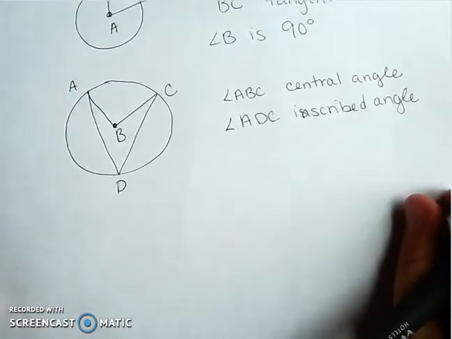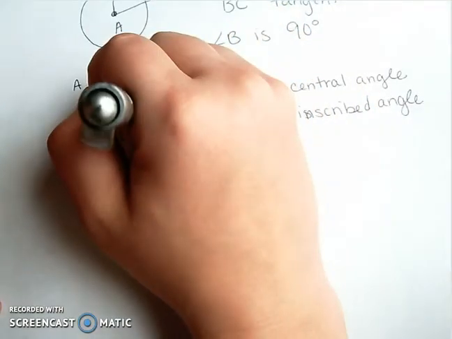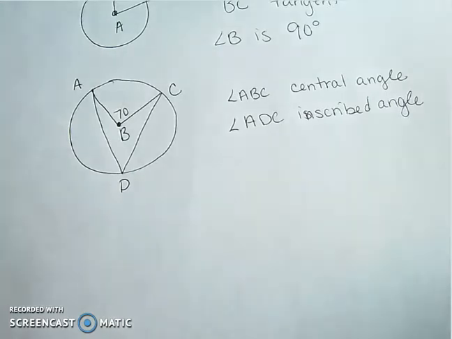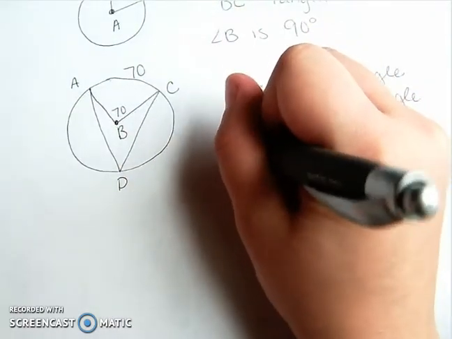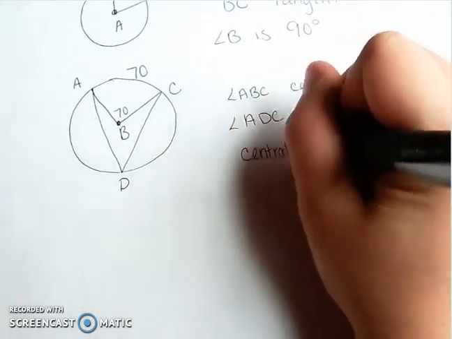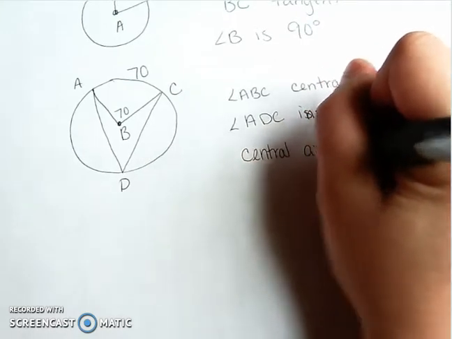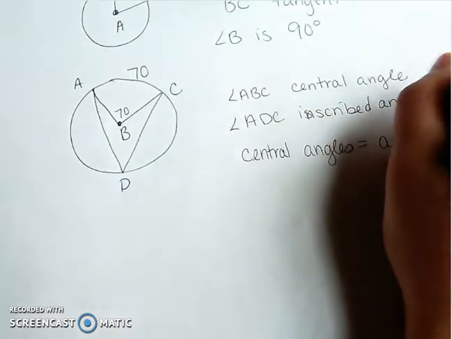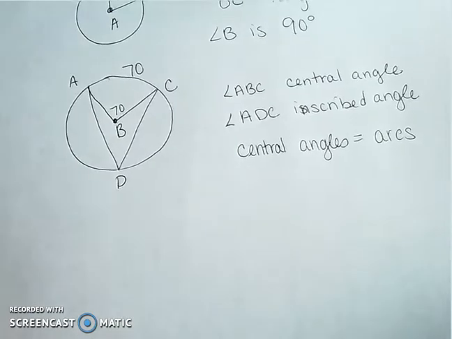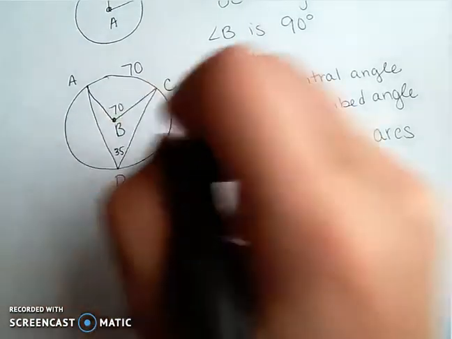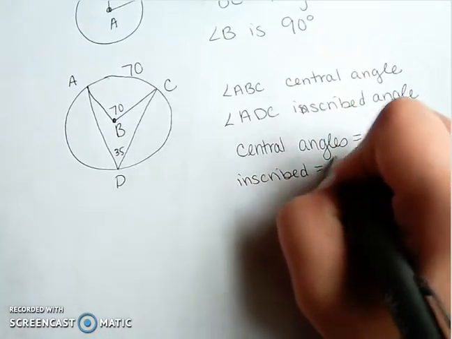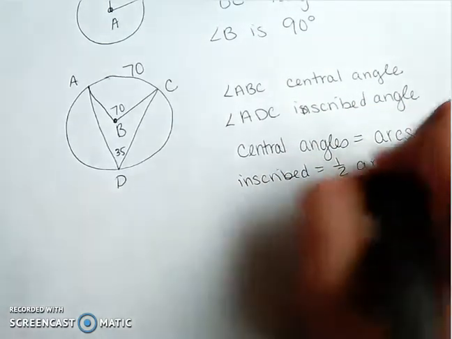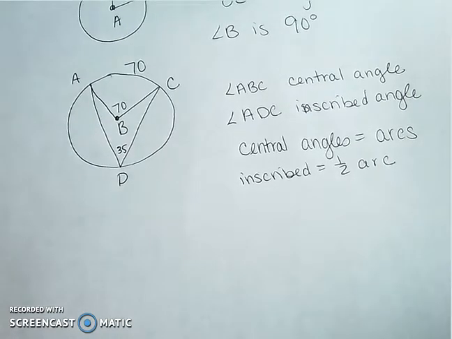Then you need to remember your relationships. If I told you ABC is 70, that would mean that arc AC is also 70 because central angles equal their arcs. However, an inscribed angle would be 35. The inscribed angle is 1/2 the arc, or the arc is twice as big as the inscribed angle.